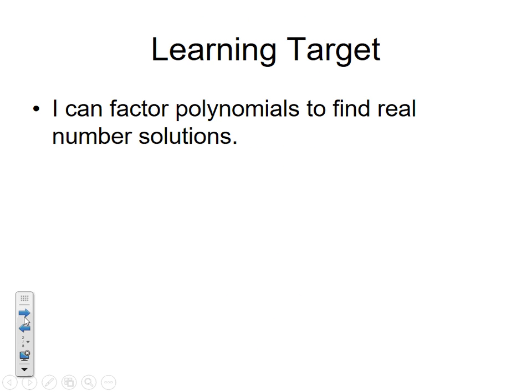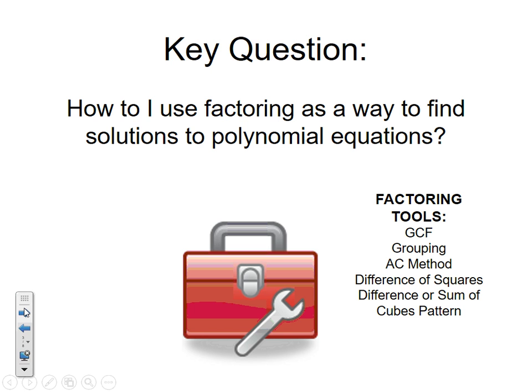Learning target today is that you can factor polynomials to find all real number solutions. Get that in your notes for me, please. The idea here is to use all the factoring that we have learned in order to solve for real solutions, so our numbers. So greatest common factor, grouping, AC, difference of squares, difference and sum of cubes. All those things we're going to be looking at in order to solve our problems.